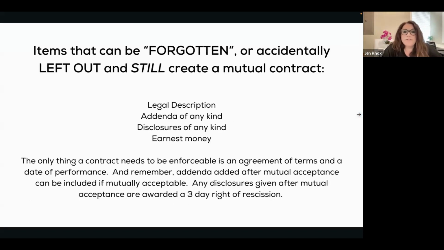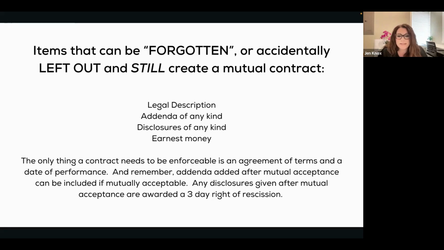Items that can be forgotten or accidentally left out and still create a mutual contract. You can forget the legal description. You can forget addendas of any kind, disclosures of any kind, or you can even forget earnest money. The only thing a contract needs to be enforceable is an agreement of terms and a date of performance.